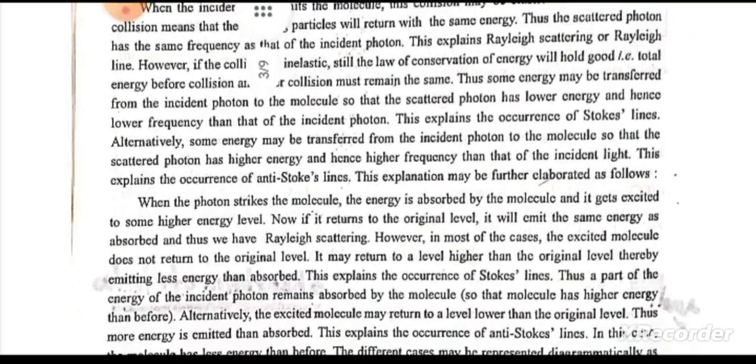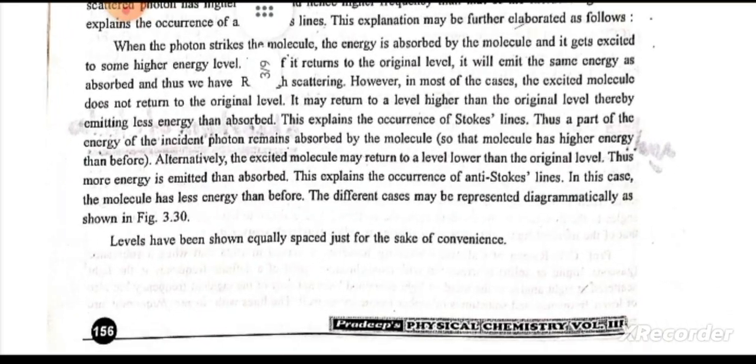Thus, a part of the energy of the incident photon remains absorbed by the molecule so that the molecule has higher energy than before. Alternatively, the excited molecule may return to a level lower than the original level. Thus, more energy is emitted than absorbed. This explains the occurrence of anti-Stokes lines. In this case, the molecule has less energy than before. The different cases may be represented diagrammatically as shown in figure 3.30. Levels have been shown equally spaced for the sake of convenience.